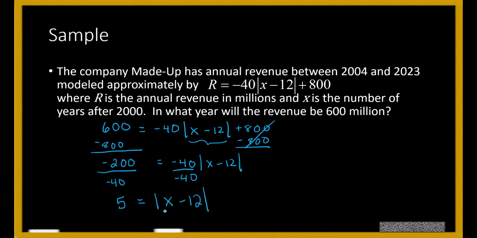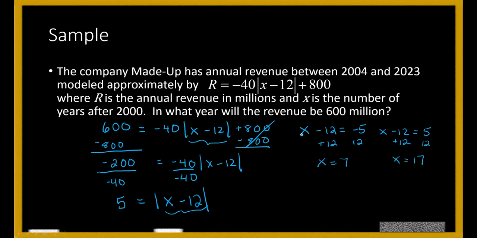Now we know that what's inside the absolute value, again, can be either positive or negative. So in this case, positive or negative 5. I set up two equations: x minus 12 is equal to negative 5, or x minus 12 is equal to positive 5. Now, if I solve for x, we add 12 to negative 5, and we get x is equal to 7. And if I add 12 to positive 5, I get x is equal to 17.